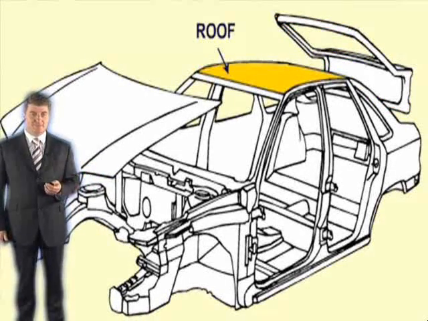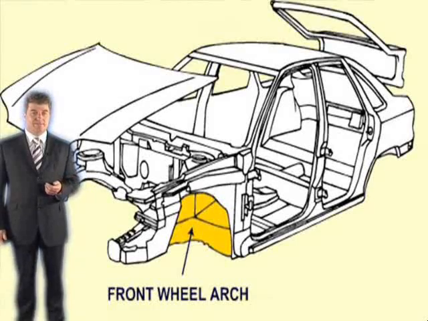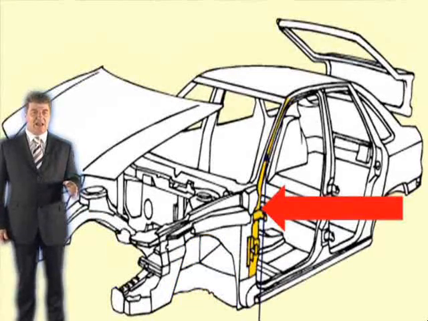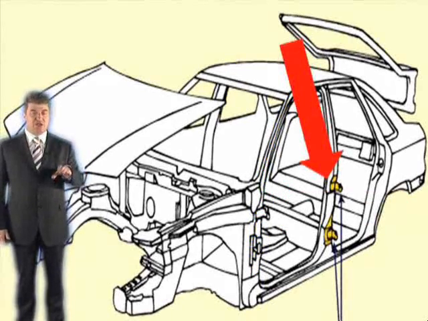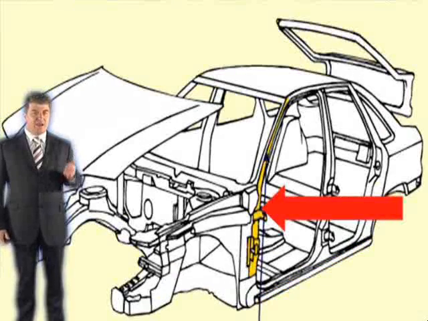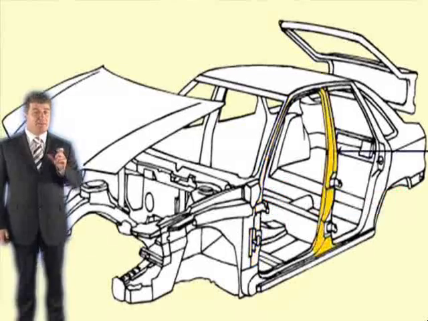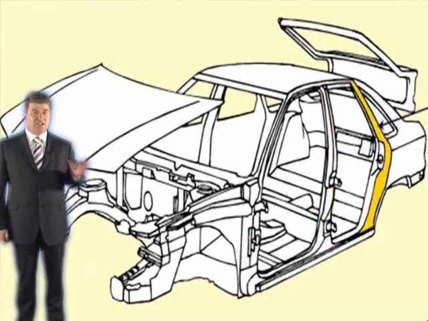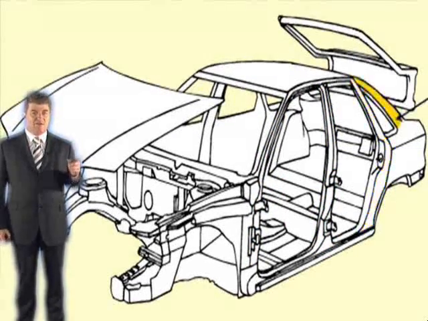That's your roof. That's your front wheel arch. That is termed there to be a pillar post. We'll come on to A, B and C later. That's a pillar post. There are your hinges, that's where your door hinges are. That is termed the door sill or the rocker channel. Now we're going into the pillar posts: that's the A post, that's the B post, and that's your C post. Finally, you've got a D post. Remember them, A, B, C, D posts.